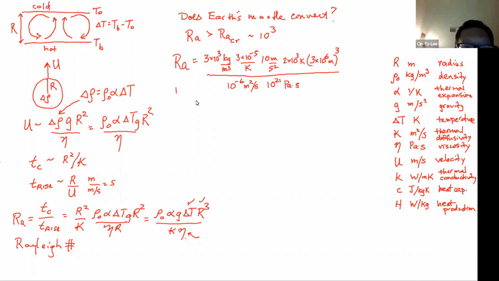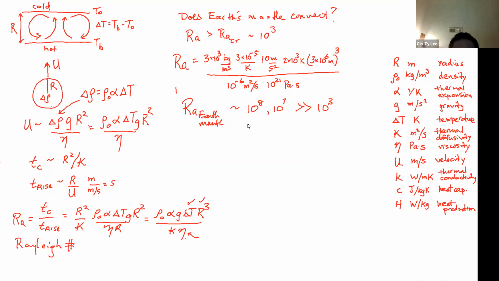So what you get here for the Rayleigh number of the Earth, or the mantle, is about, what did I get here? About 10 to the 8 or 10 to the 7, okay? Depending on what viscosity you use in some of these material properties. Either way, this is much, much greater than 10 to the 3. So today, the Earth's mantle is convecting vigorously.